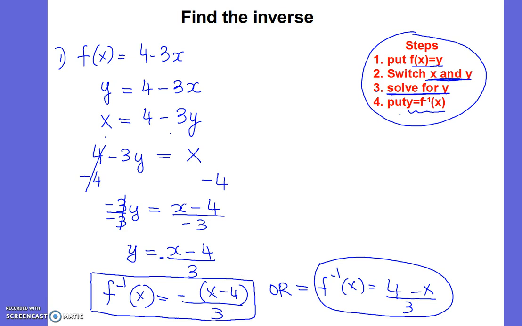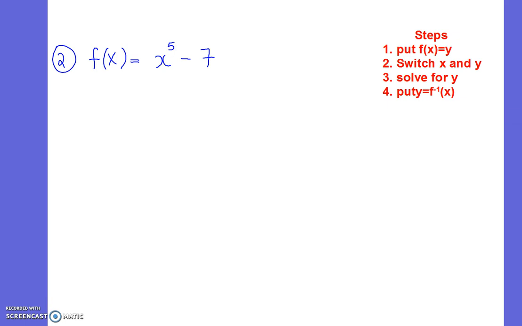Let's do another question. Question number 2. Find the inverse of f of x is equal to x to the power of 5 minus 7. Follow the steps. Number 1, put f of x is equal to y. So we put y is equal to x to the power of 5 minus 7. Then switch x and y. Where you have y, you put x. Where you have x, you put y. Then solve for y. In order to do that, I'm going to flip these equations.